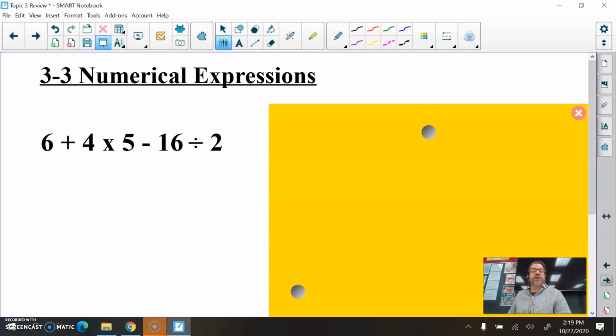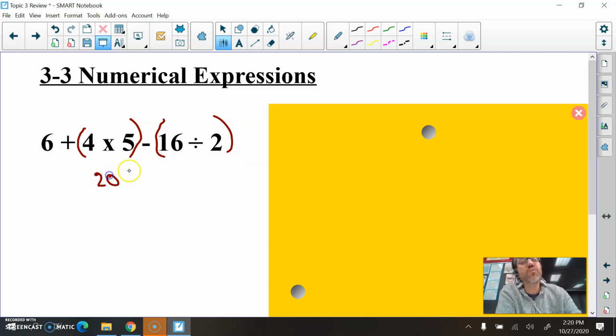All right, numerical expressions. When we solve numerical expressions, we just want to follow our order of operations. Look at this example: 6 plus 4 times 5 minus 16 divided by 2. What am I going to do first? Add, multiply, subtract, divide? Well, we do our multiplying and dividing before we do our adding and subtracting. So I have to take 4 times 5. I also have to do 16 divided by 2.